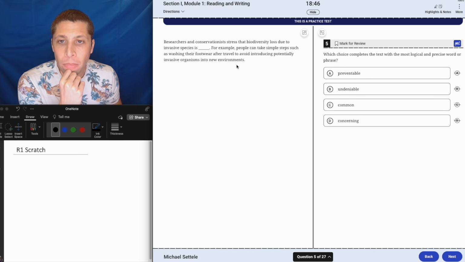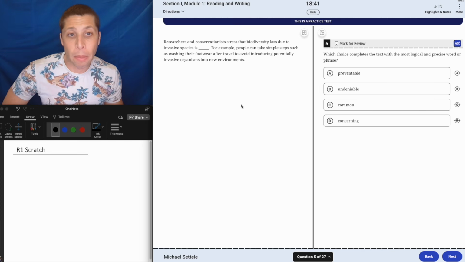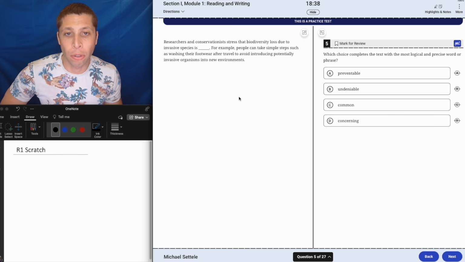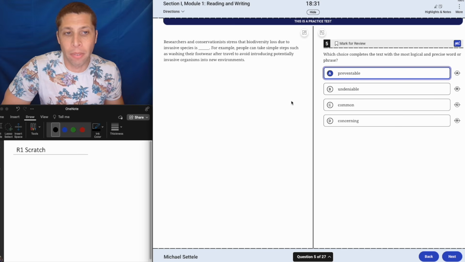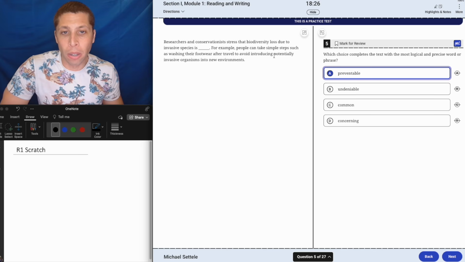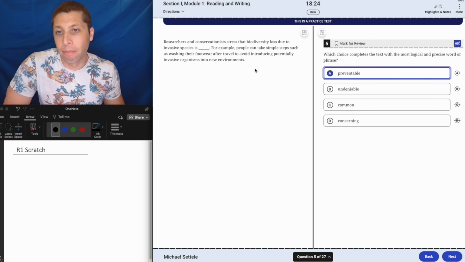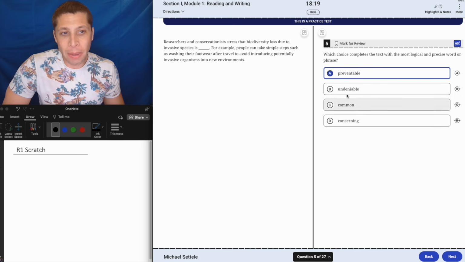Okay. Researchers and conservationists stress that biodiversity loss due to invasive species is blank. For example, people can take simple steps such as washing their footwear after travel to avoid introducing potentially invasive organisms into new environments. This seems familiar too. Stress that biodiversity loss is preventable. I can just see it out of the corner of my eye because they can do these steps to avoid it. Yeah. Okay. I mean, all of these make sense. Like, it is concerning, but if the example is of people fixing it, then we need to stick with them fixing it. Yeah.